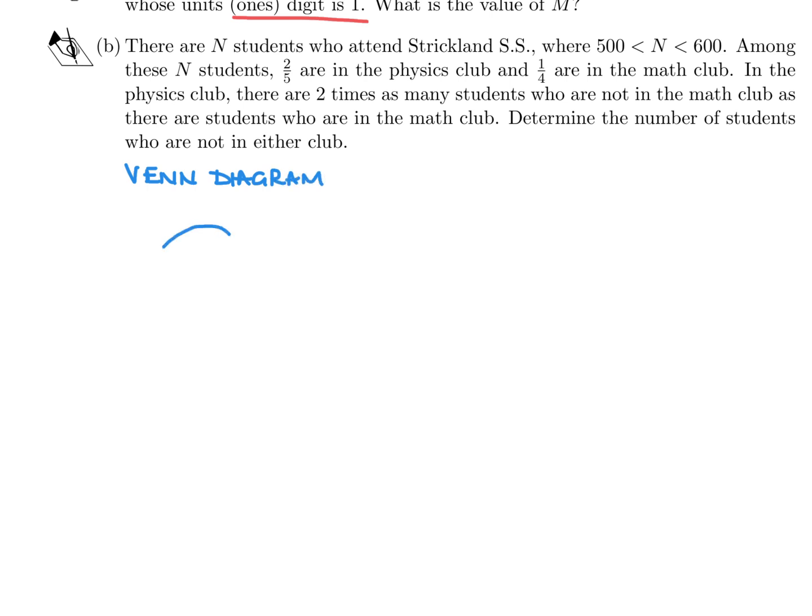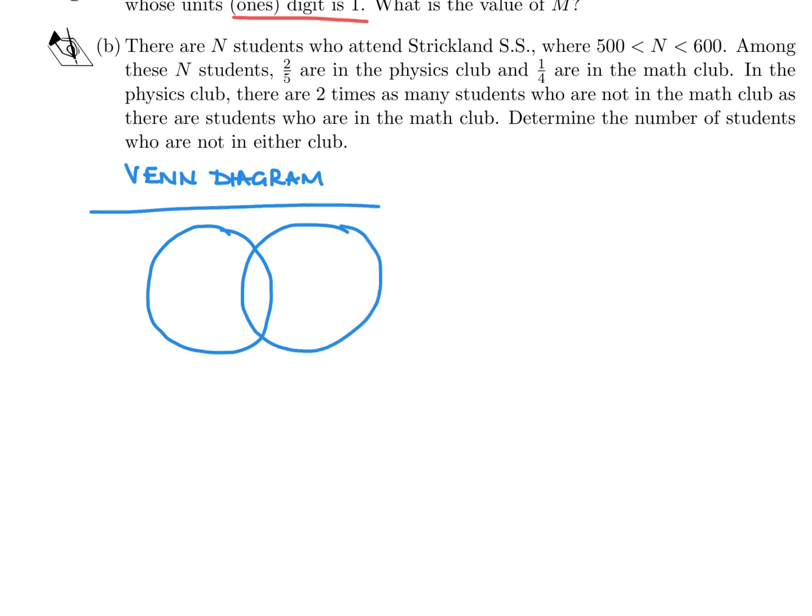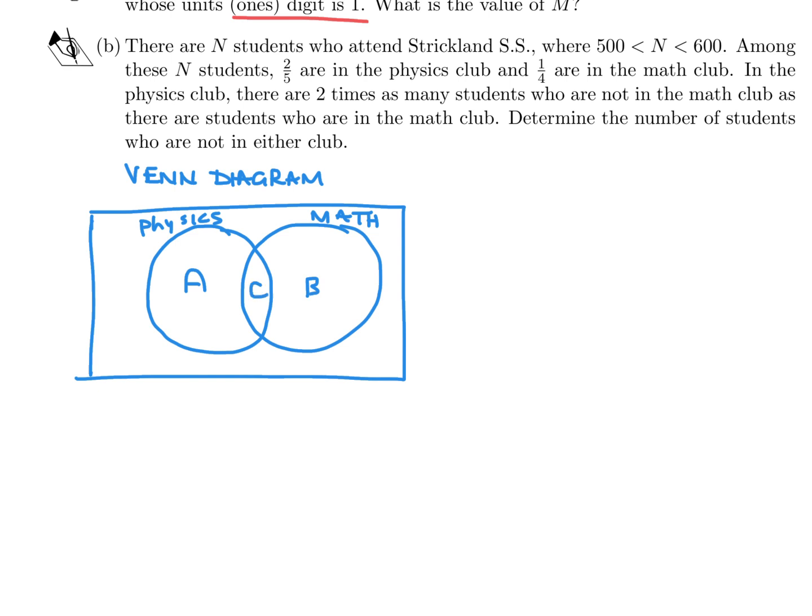So we draw 2 circles, and of course they're going to overlap, and then they're going to be in a box. So let me explain. The first circle represents the physics club. The second circle represents the math club, and I will have to label them. So this section I'll call A, this I'll call B, and then in the middle C, and then the ones that are not in either club, sort of outside of those circles, will be D.